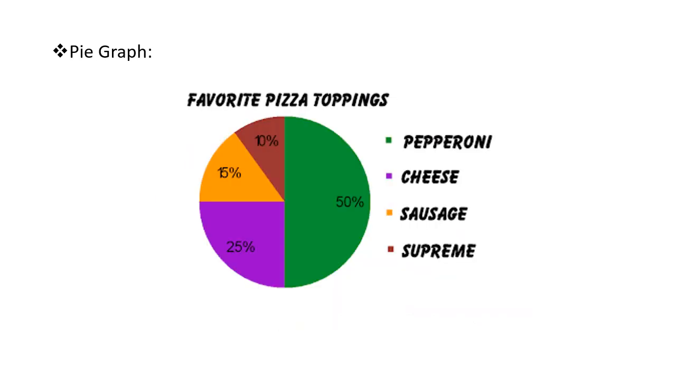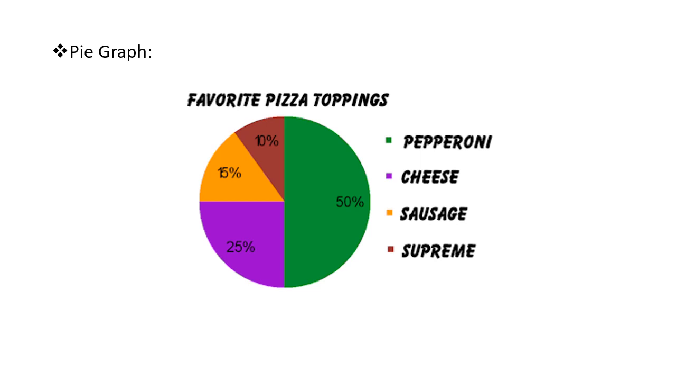We have a pie graph. Favorite pizza toppings: pepperoni, cheese, sausage, supreme. And so now we can see there's a little key to the right. So we know that the green piece is the pepperoni piece. This purple is for cheese. This yellow, or yellow orange, is for sausage. And then that brown for supreme.